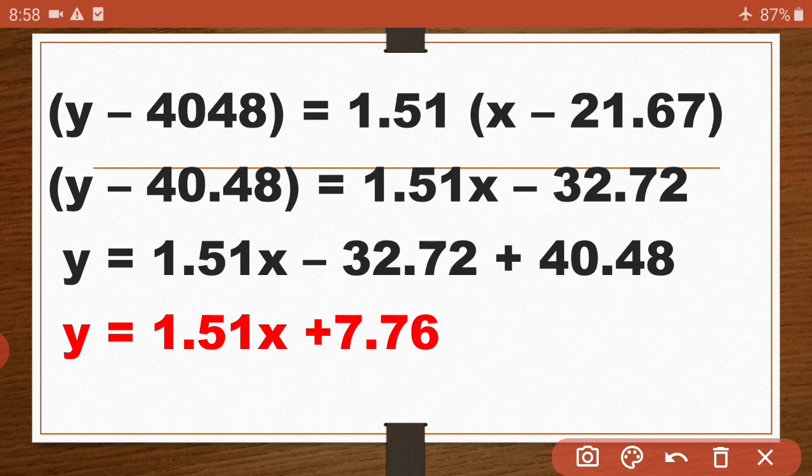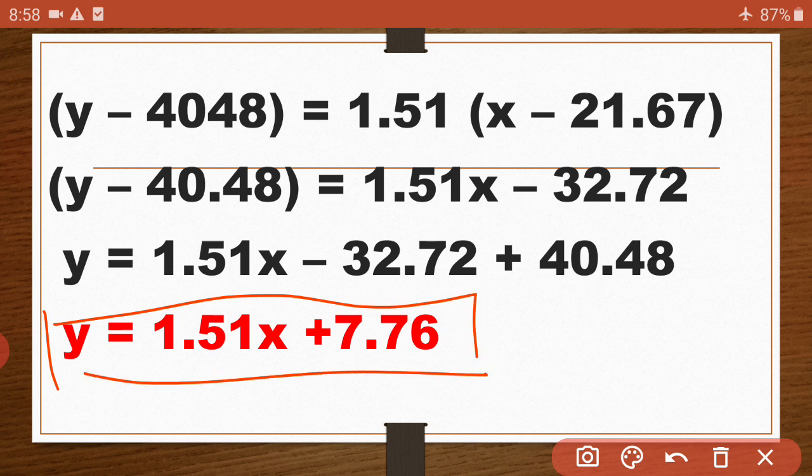Okay, so this is your final answer for the y on x equation. Y is equal to 1.51x plus 7.76. It is the final answer.